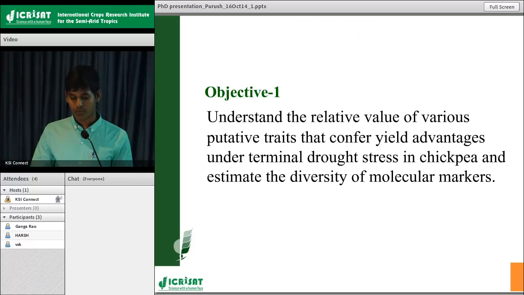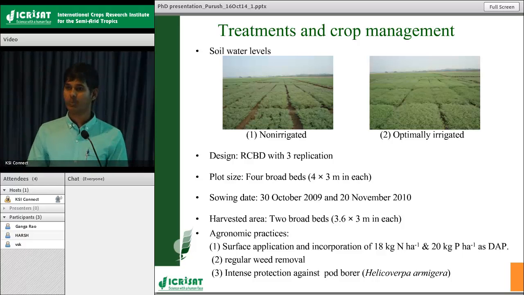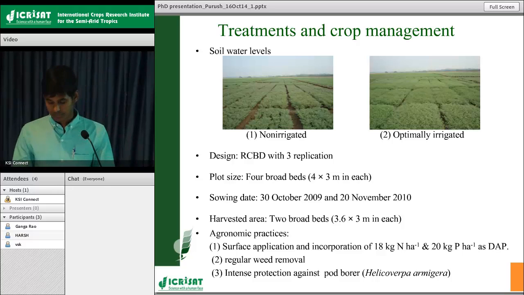Entering into the first objective, the trial was conducted in RCBD with 3 replications and 2 different soil water treatments. One is non-irrigated and the other is optimally irrigated. The sowing date was 30th October in the first year in 2009, but it was delayed to 20th November in 2010.